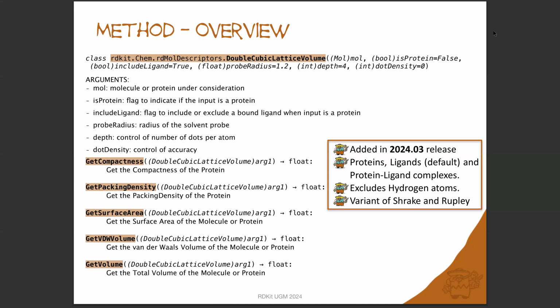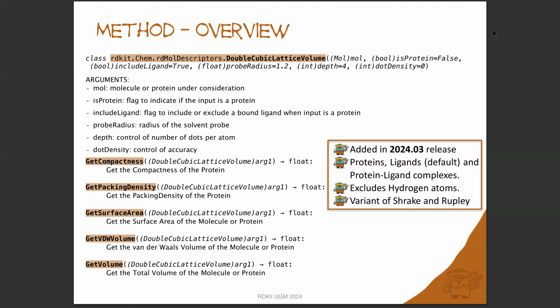The method takes in an RDKit molecule object, a couple of Boolean parameters to tell it whether we are looking at a protein and whether we are looking at a protein-ligand complex or a small molecule ligand on its own, a value for our solvent probe radius, and a depth parameter that controls the number of dots that we use in the surface representing the molecule.